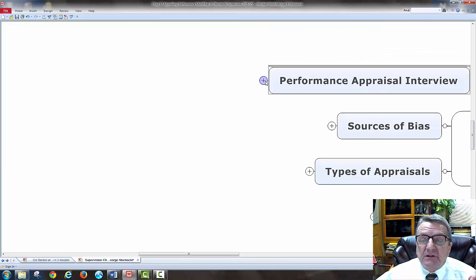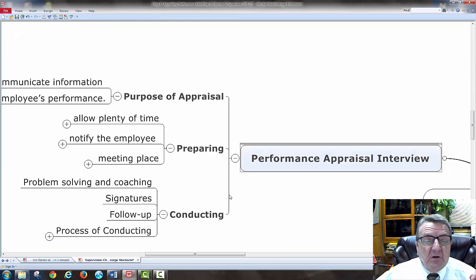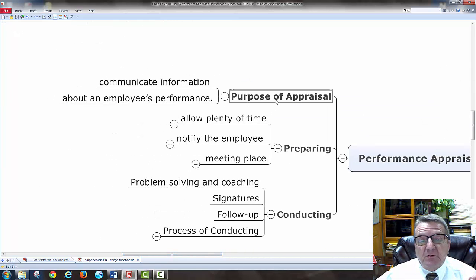Now, the last one is the performance interview. And if I'm looking at this whole performance, here's what you do. Purpose of the performance interview. When I have the interview, I actually sit down. I let them know this is our yearly performance or quarterly performance, or this is just to let you know some feedback, just to let you know where you're at. Communicate information about the employee's performance.